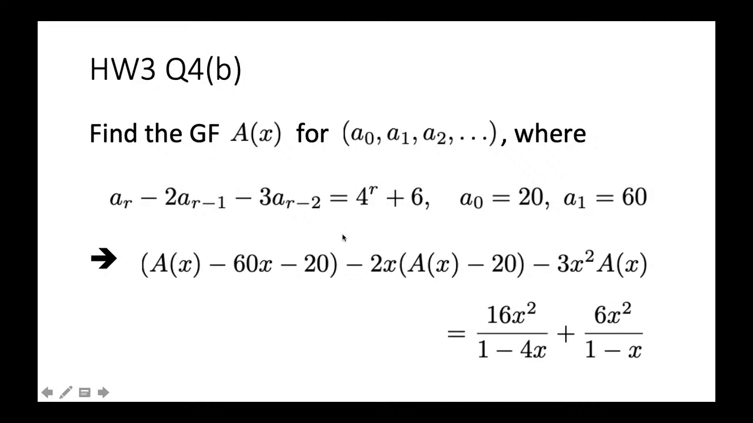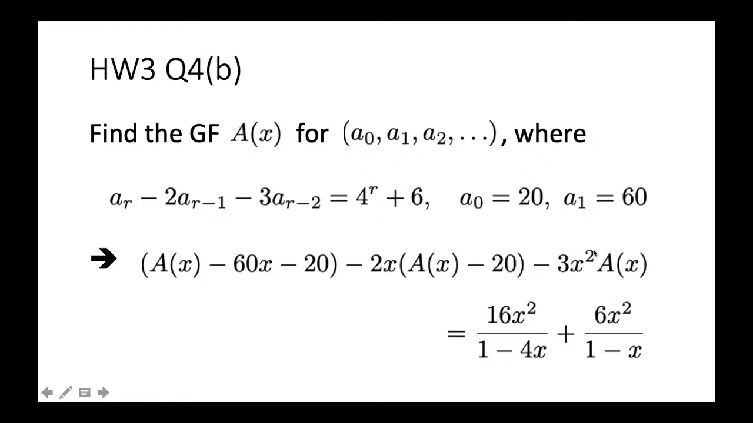And how about the right-hand side? Remember, we are going to multiply this one, 4 to the power r plus 6, by x to the power r. So in general, we will have 4 to the power r, x to the power r due to this term, but we start the terms counting when r is equal to 2. So when r is equal to 2, the first term that we have will be 16x squared. So we will have 16x squared as the first term, and then for each term that we add onward, it is 4x of the previous term. So the summation of them will be 16x squared divided by 1 minus 4x.